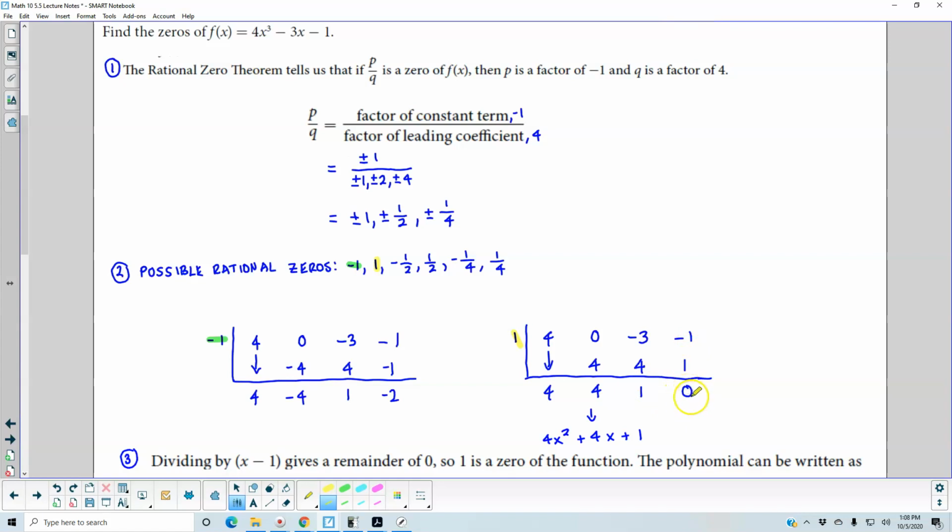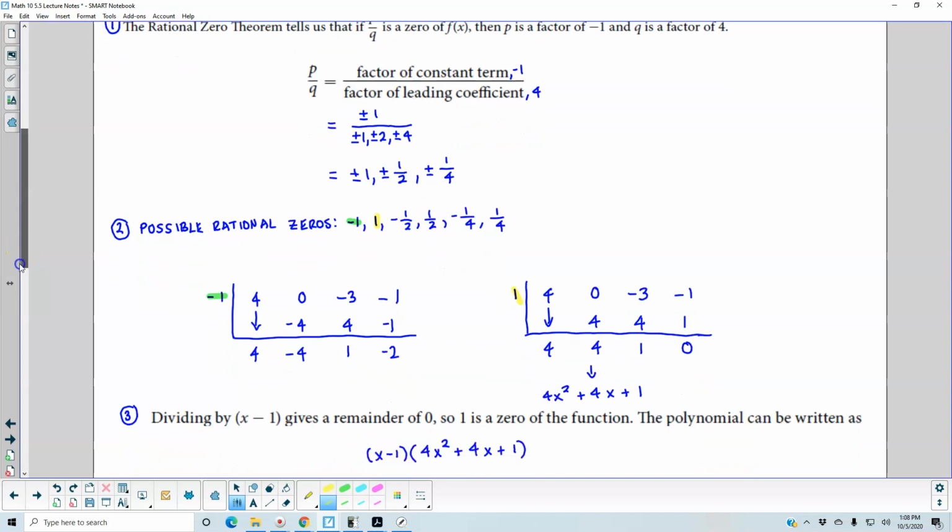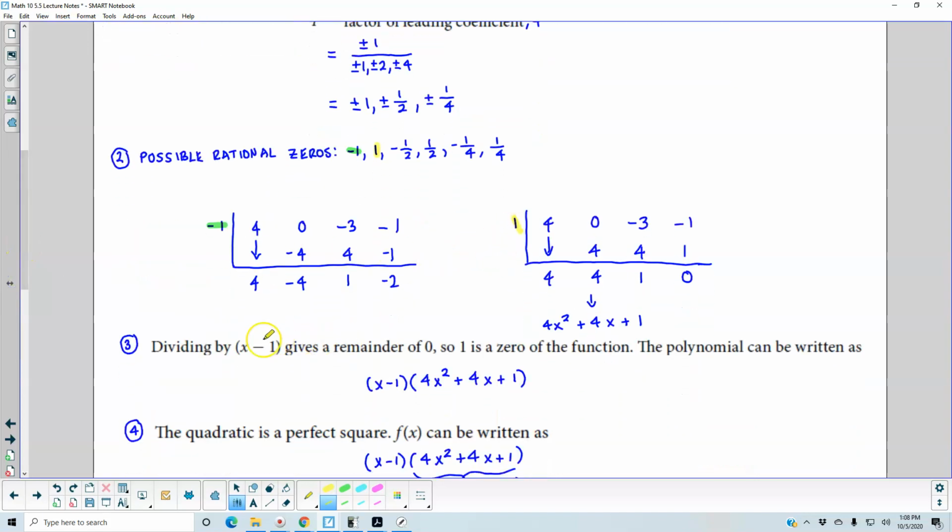So now that we have a remainder of 0, we can rewrite the quotient as 4x squared plus 4x plus 1. Since 1 gave us a remainder of 0, we have a factor of x minus 1, so we know 1 is a zero of the function, and then we know that this was our quotient, so we have x minus 1 times 4x squared plus 4x plus 1.